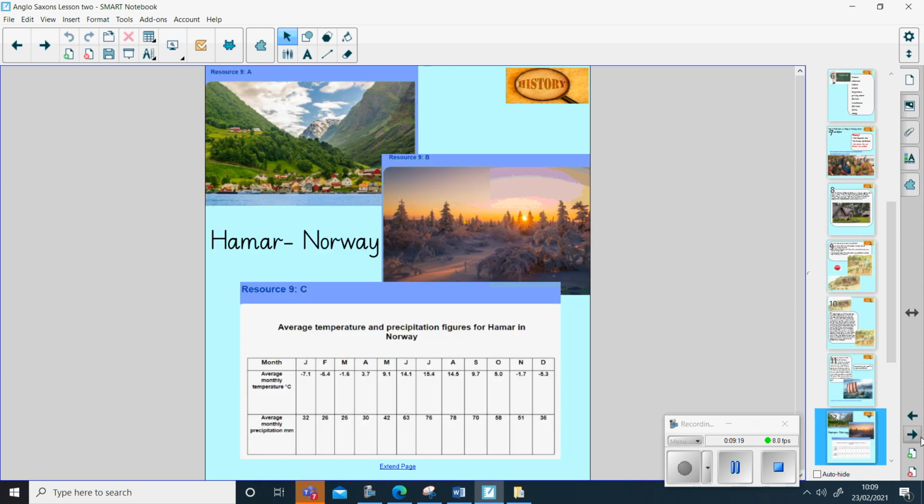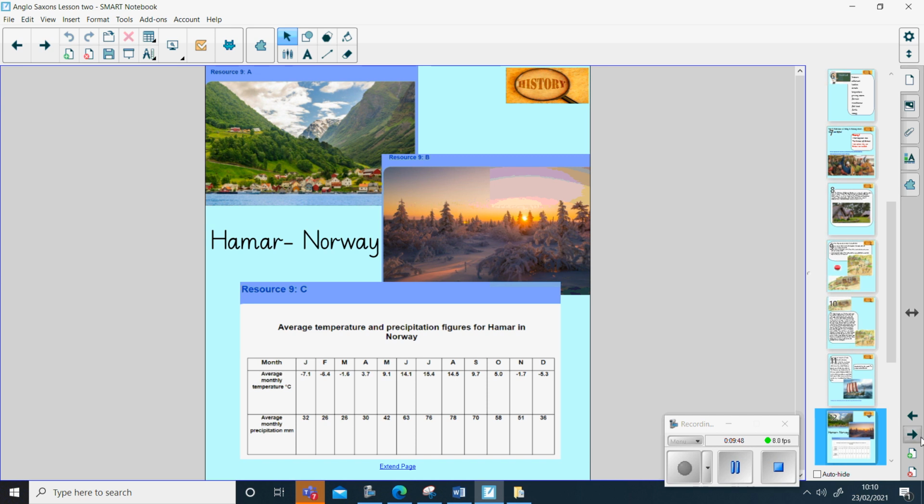Next, we're going to look at some different sources. On the screen, there are some photographs of Hamar in Norway. So you can see from the photographs what the land was like. And then the table at the bottom has got the average monthly temperatures. For each month of the year, there's an average temperature. Some of those temperatures you'll notice are minus temperatures, so very cold.